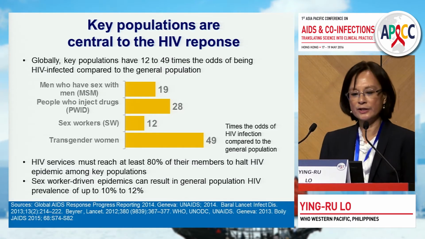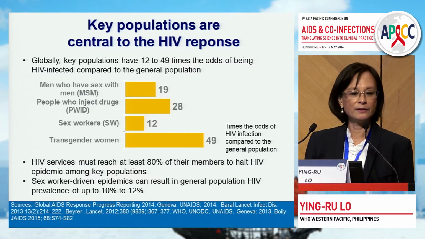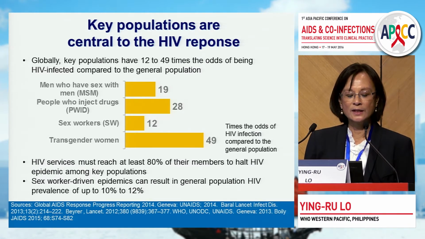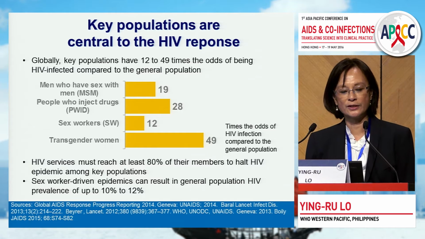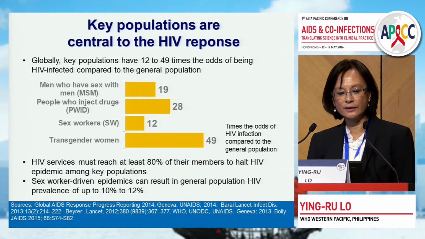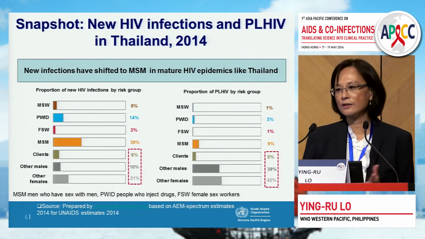Globally, key populations are 12 to 50 times more likely of being HIV infected compared to the general population. The highest actually in transgender women, where we have the least data. And we know that HIV services must reach at least 80% of the population to halt the HIV epidemic. And we also have learned that sex worker-driven epidemics can result in general population HIV prevalence up to 10 to 12% as a consequence.